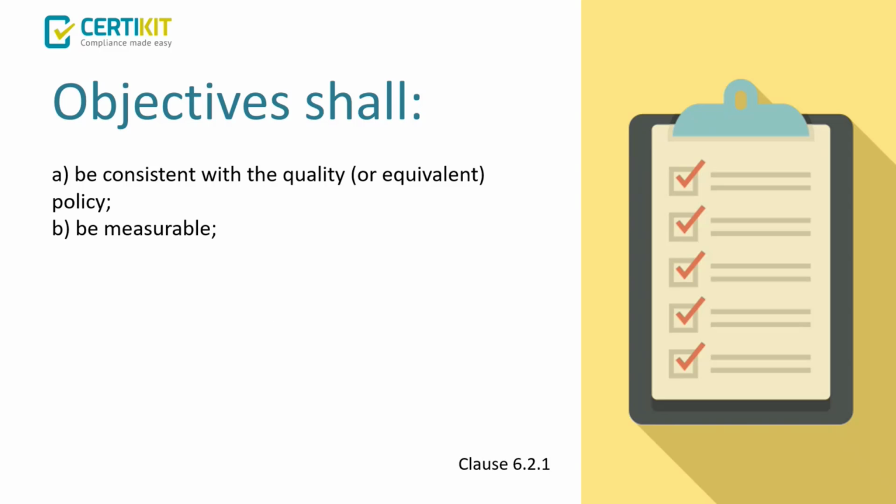Objectives must be measurable, so we have to be able to put a number against them, whether it's a number or some kind of indication of progress or level. We have to be able to sort of say whether it's gone up, it's gone down, is it meeting the criteria, and so on. So that's a key thing that the standards require to have done.